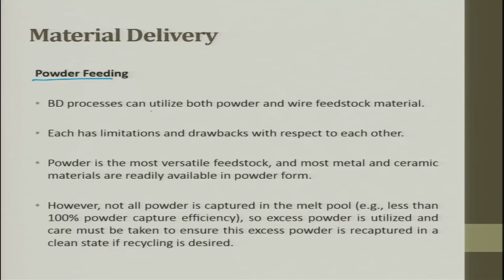The beam delivery processes can utilize both powder and wire stock feeding, like the FDM process, wire stock feeding. Each has a limitation and drawback with respect to the other. The powder is the most versatile feedstock, and most metal and ceramic materials are readily available in powder form, because you do atomization. Metal you melt and atomize. Like how you spray the injection nozzle in your cylinder, like that you can also atomize and get metal powders.